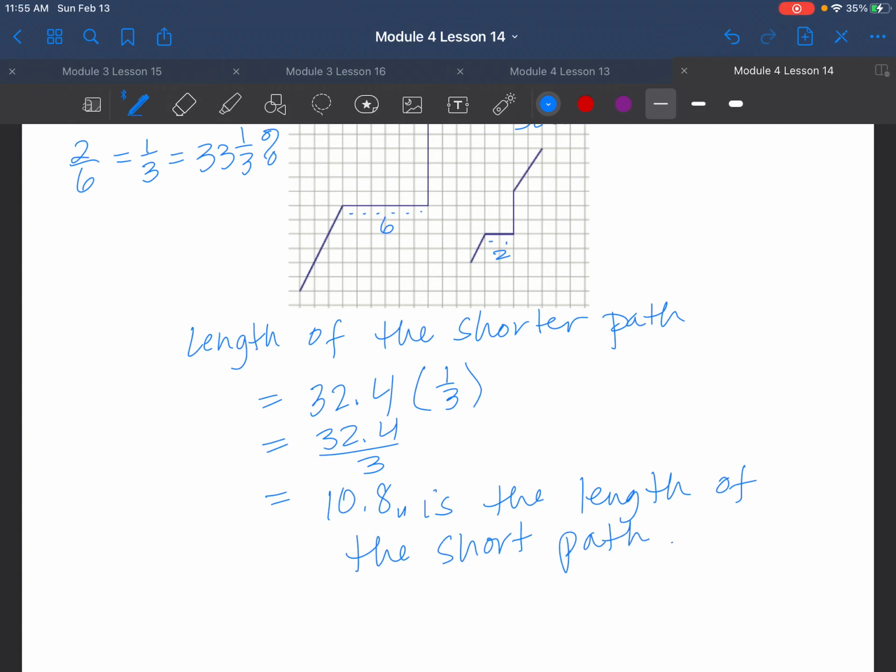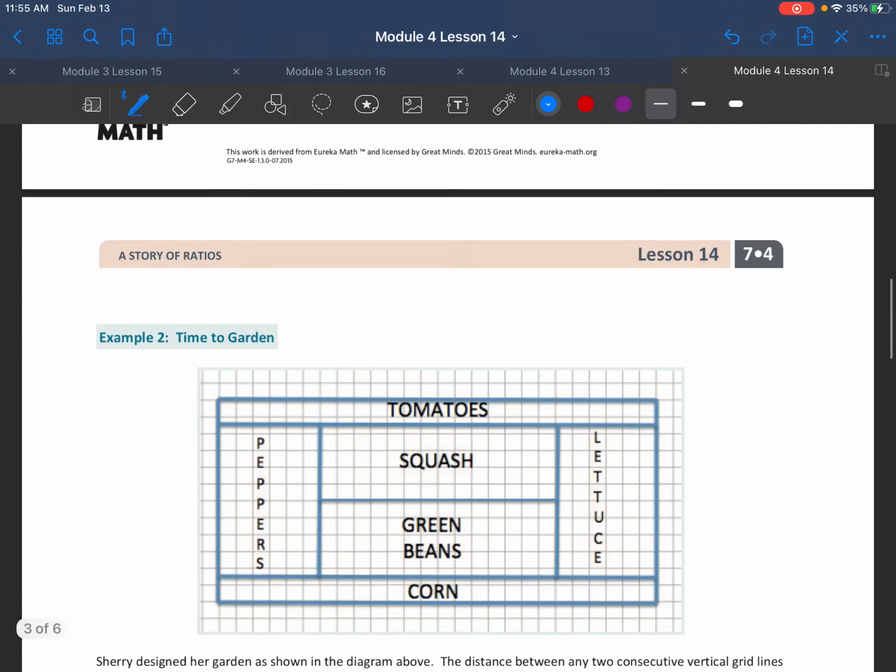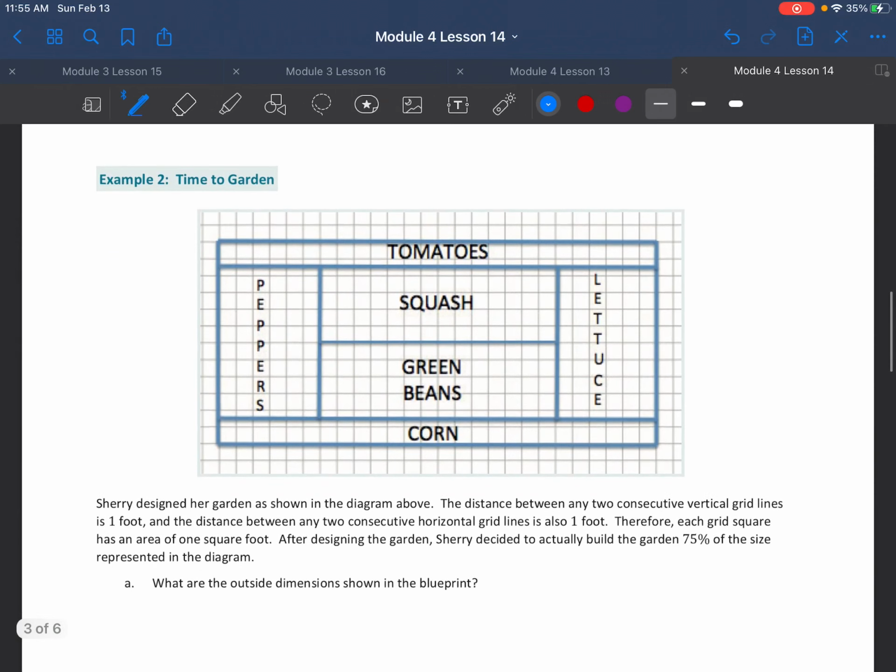So 10.8 units. 10.8 units is the length of the short path. All right, please make sure to write down any questions. Otherwise, let's go on to the next one.